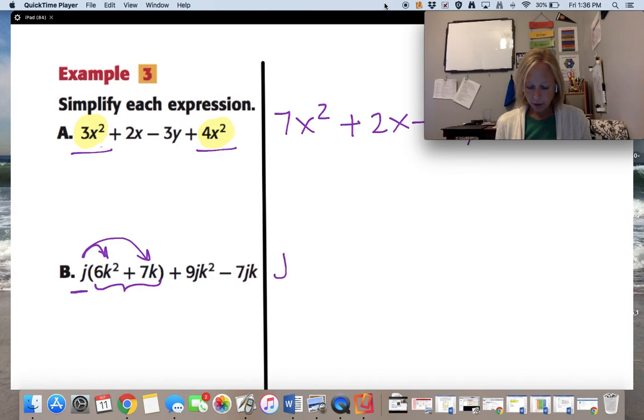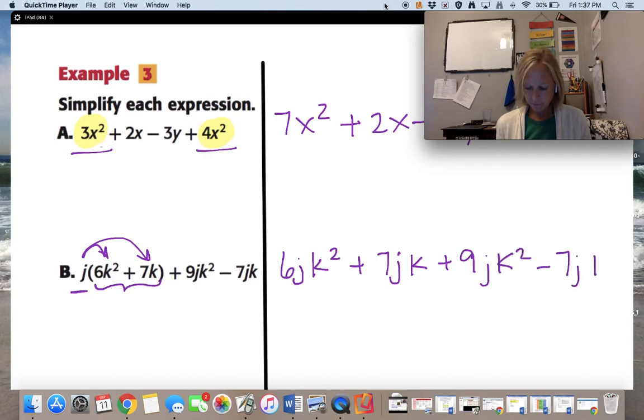Okay, so we've got 6jk squared plus 7jk plus, now I'm going to just write down what was after the parentheses. Now I'll look for my like terms. So I see a jk squared here and a jk squared there. And then if I look at the other parts of my expression, I've got a jk and a jk. So I'm going to combine the yellow terms, and then I'm going to combine the blue terms.